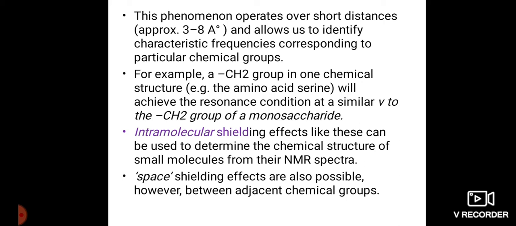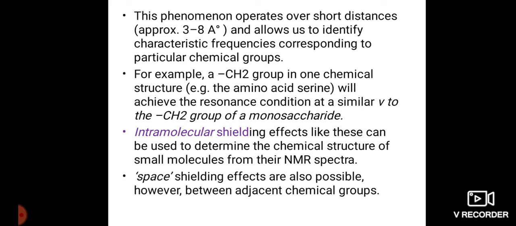For example, in the case of CH2, if you take it as an example, CH2 in the amino acid serine and CH2 in a monosaccharide will have a similar frequency of resonance. That means the external environmental effect is limited to a very small distance. So, intermolecular shielding effects like these can be used to determine the chemical structure of tiny small molecules directly from the NMR spectra.